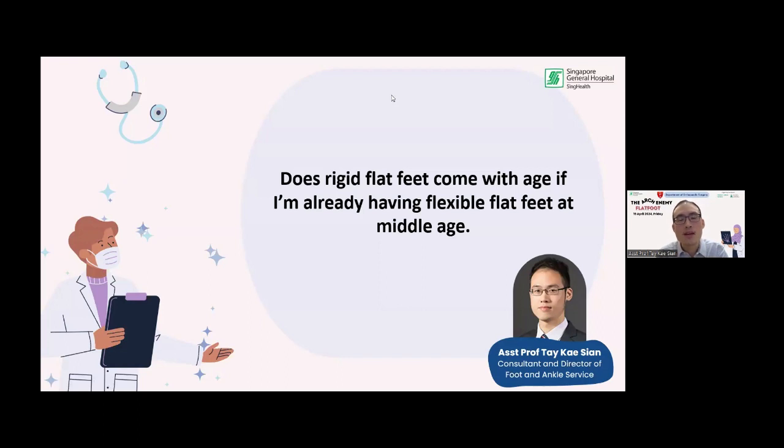So if you have flexible flat feet that are having pain already and having problems, then we should get it sorted and treated early to prevent the progression to rigid flat foot. Because when you get to rigid flat foot, then the treatment options are much more limited and much larger and more complex surgeries may be needed and the recovery will be much slower. So if you have an early stage of the problem, get the appropriate treatment, whether it's orthotics or minimally invasive surgery, then we should get that done early so that you don't progress further on.